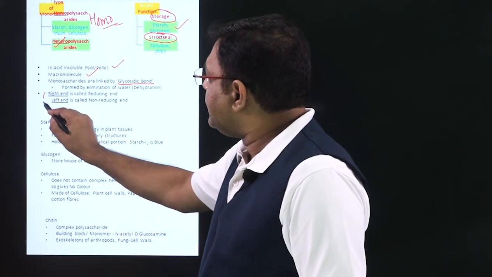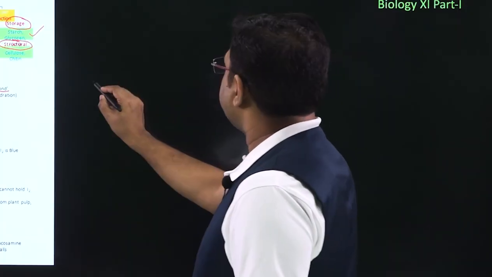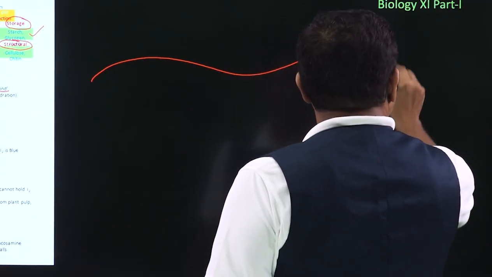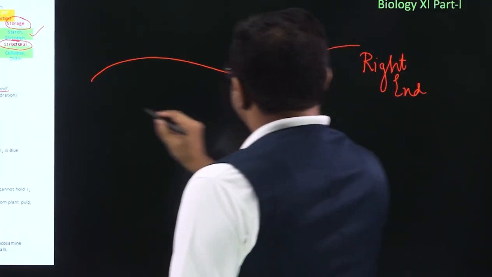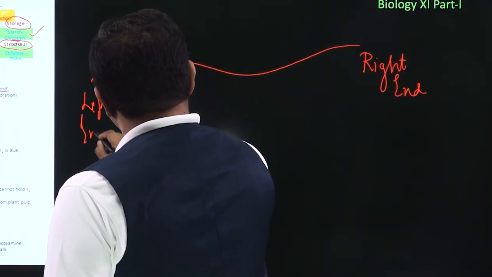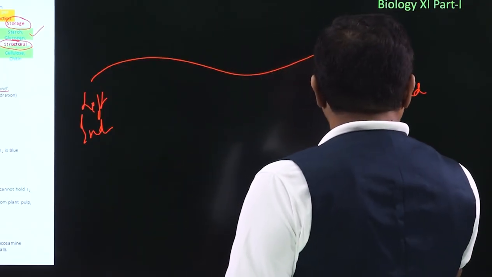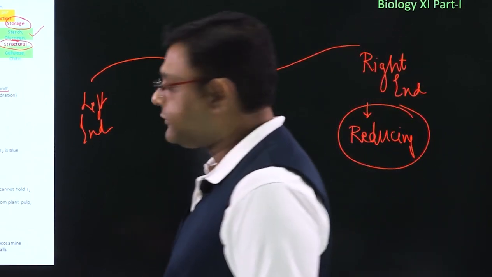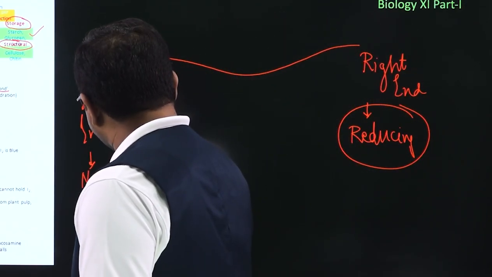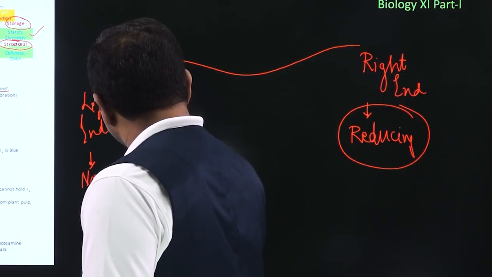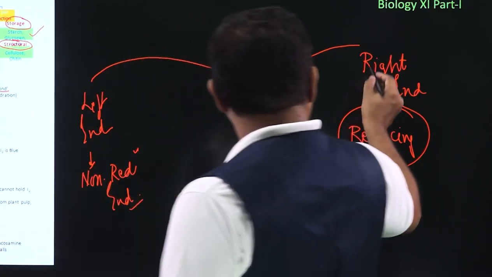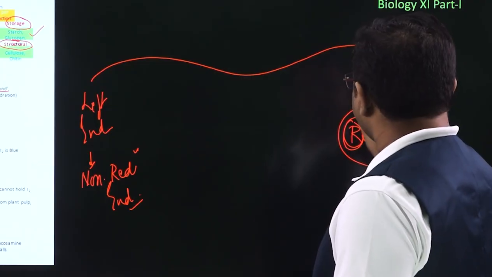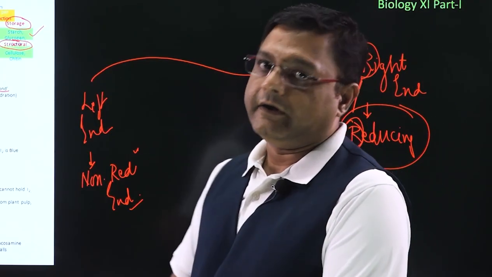Then, if we look into the chain of a polysaccharide, if this particular chain is of a polysaccharide, then this end is the right end and this end is the left end. In this polysaccharide, the right end is called the reducing end and the left end is called the non-reducing end. We can remember it by the letter R. Right, R is there and it will also be reducing. So, the other will obviously be non-reducing.